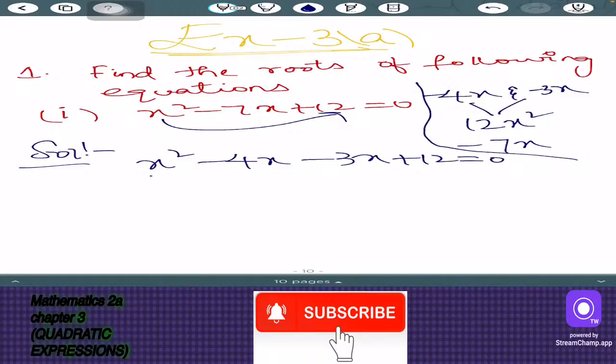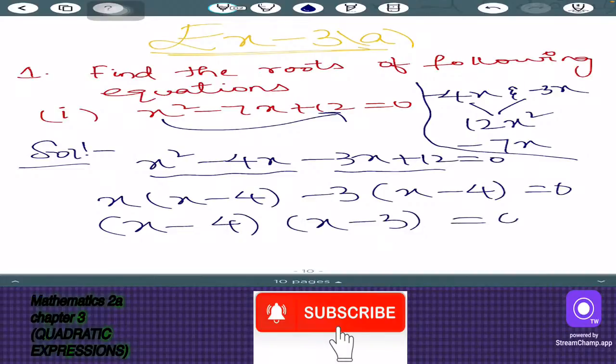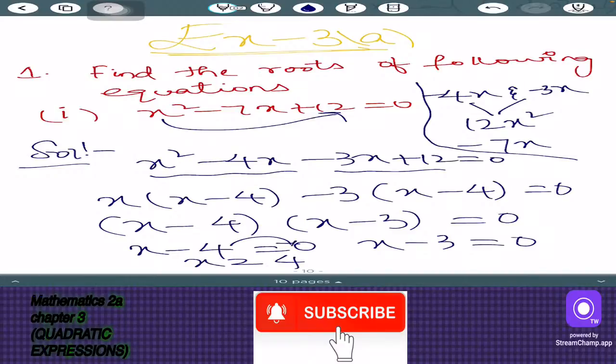So take any two common terms from this, it is x, so x minus 4 will be there. From here, if you take minus 3 as common, x minus 4 again will be there. So what are the two commons? Common term over here is x minus 4, and x minus 3 is the remaining part. So equate each bracket to 0, you will get x minus 4 is equals 0 and x minus 3 is equals to 0. So x is equals to 4 and x is equals to 3.